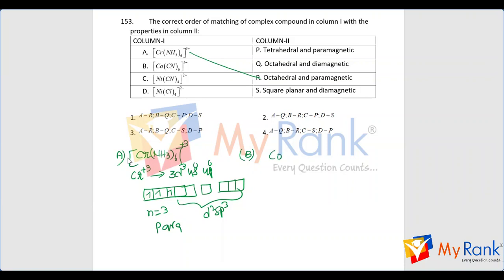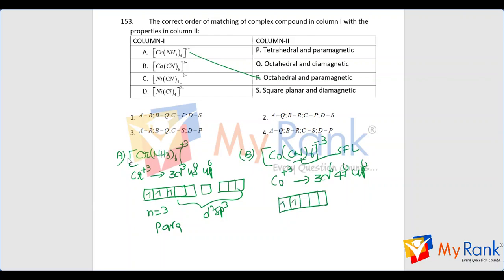B, the [Co(CN)6]3-. The cobalt is in plus 3 oxidation state. Normally cobalt is 4s2 3d7, and this one is 3d6 4s0 4p0. CN minus is a strong field ligand, therefore pairing takes place against Hund's rule.